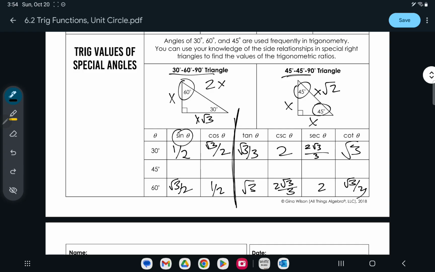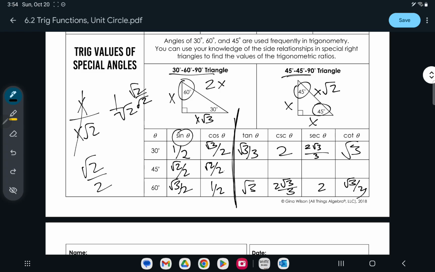Now the 45/45s. Your sine and cosine are going to be the same because they have the same side lengths. So x over x root 2. Well, the x's cancel. We're left with 1 over root 2, but you need to rationalize it. So that's root 2 over 2. Sine over cosine is the same thing, so that's just 1, which means cotangent is going to be just 1. And then your cosecant and secant is the flip of root 2 over 2, but we don't like radicals in the bottom. So that is 2 root 2 over 2, which cancels out and leaves just root 2.